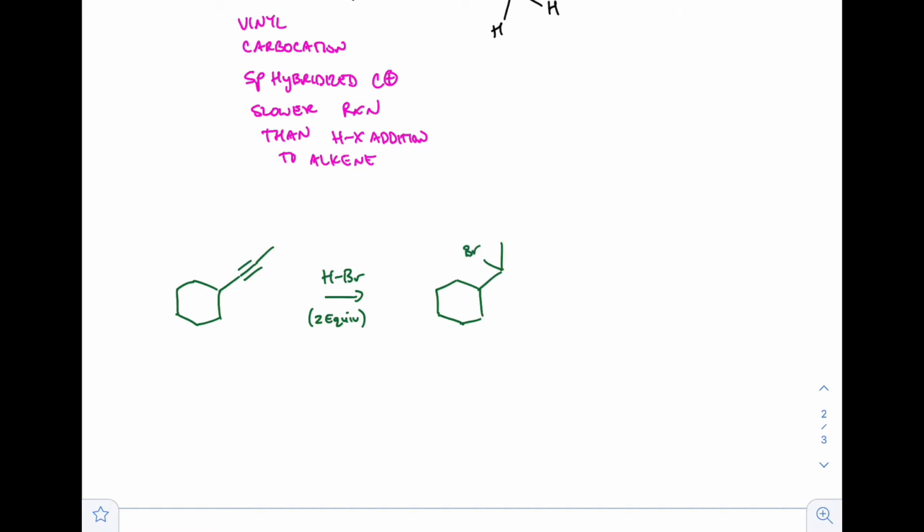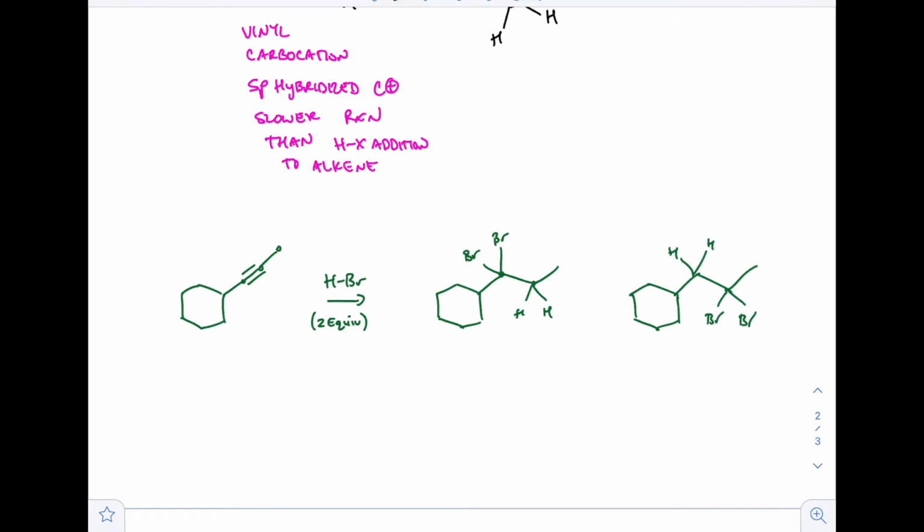Okay, so the final product is going to look like this. You should be able to just jump straight to this, but you should also know the mechanism that is required to get this product, right? Since there's 2 carbons that the bromine can add to on that alkyne, then you can get 2 different products.